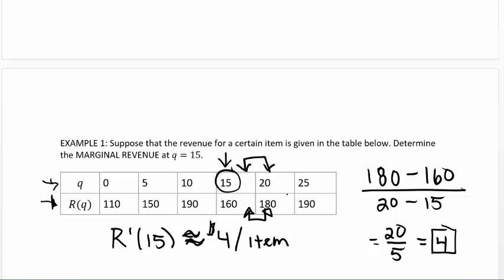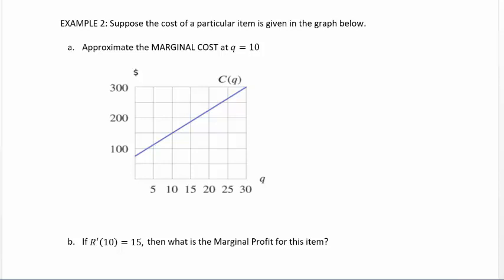Let's look at another example. Example 2. Suppose the cost of a particular item is given in the graph below. Approximate the marginal cost at Q equals 10. That's part A. So let's do that first. So here I have a graph. So I'm interested in what's happening when Q equals 10. So I go to 10 and I go up to my graph and I draw in my point.